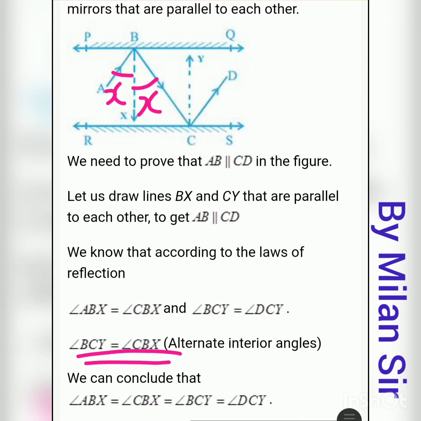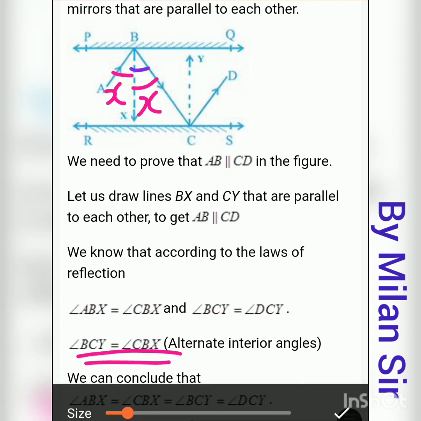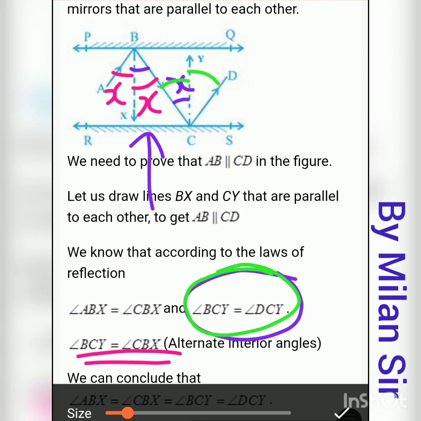Now read this line: angles BCY and CBX are both equal, that means this angle and this angle are equal. This is x, so this is also x. Here we have written that these two angles are the same. Angle BCY is equal to DCY. So if this is x, this is also x. Alternately, all four angles are the same. All angles have the same measurement.